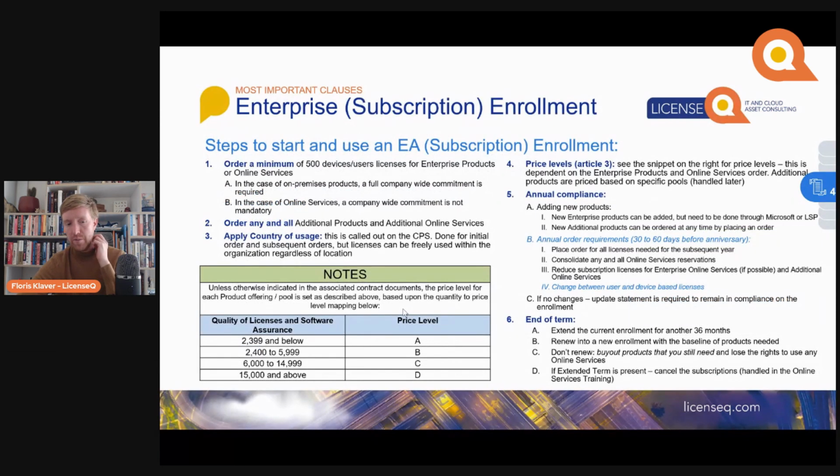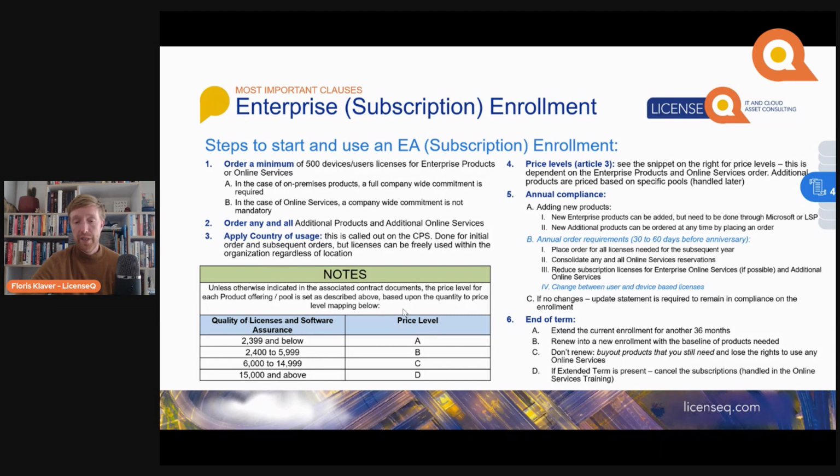For the subscription enrollment, it's a bit similar. The changes are highlighted in blue. So you again start with defining your initial order. You add all additional products and additional online services. And then on the annual compliance piece, you have to place an additional annual, or the second up following annual, order 30 to 60 days before your anniversary.